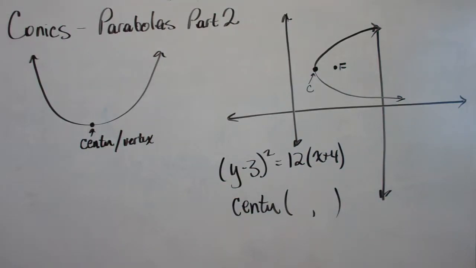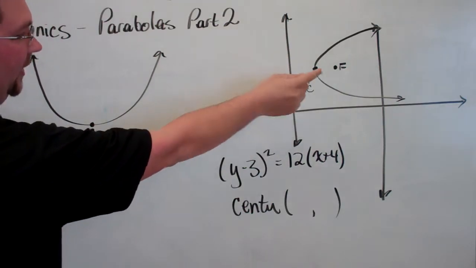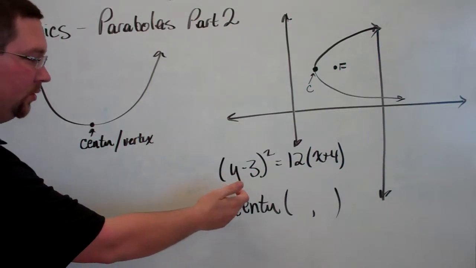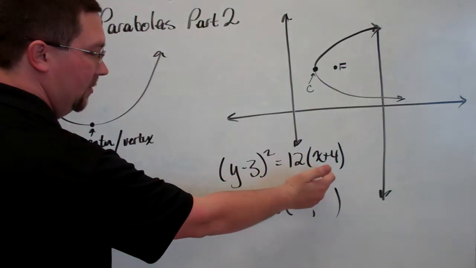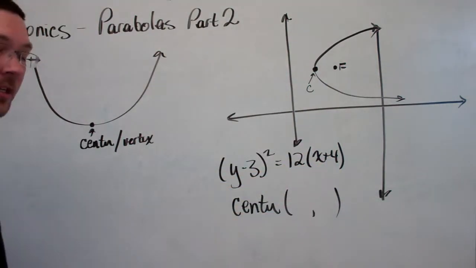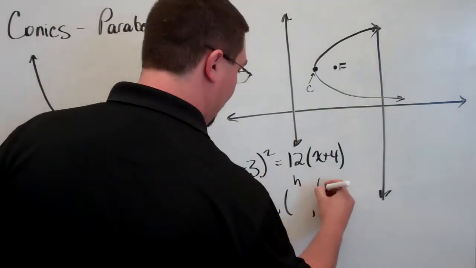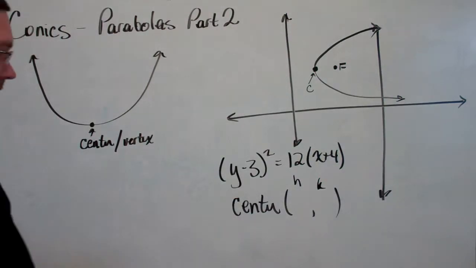Now, here we have a parabola on the coordinate plane. How are we going to find the center, or the vertex? Well, you have your equation. Remember, your equation is (y - k)^2 = 4c(x - h). So, just like in circles, ellipses, and hyperbolas, your center point is (h, k), just like in the rest of them.